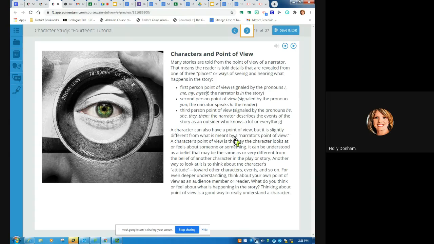A character can also have a point of view, but it's slightly different from what's meant by the narrator's point of view. Keep that in mind. The character's point of view is the way the character looks at something or how they feel about someone or something, okay? And that's their point of view, their perspective. But when we're talking about the narrator's point of view, we're looking at first person, second person, or third person, okay?